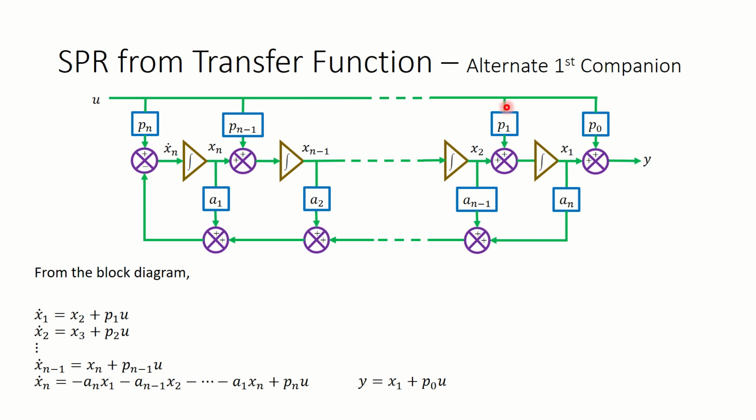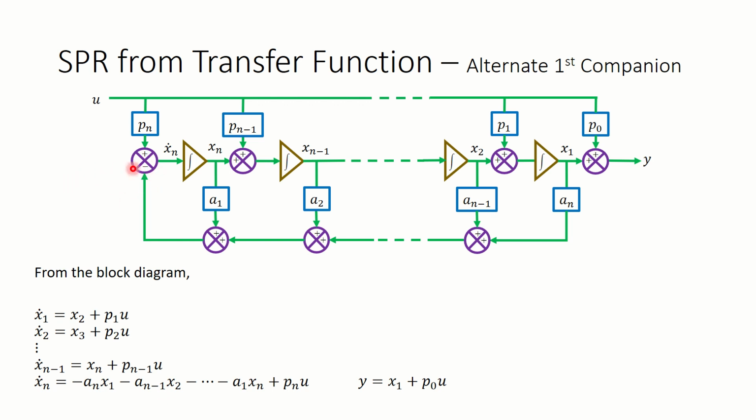x1 dot is x2 plus p1u. Similarly, all this will happen, and xn minus 1 dot will be xn plus pn minus 1u. xn dot will be all these terms getting added, so minus n x1 minus n minus 1 x2. So I have put the minus sign in this one. I have corrected it; I had forgotten correcting it in the previous ones.